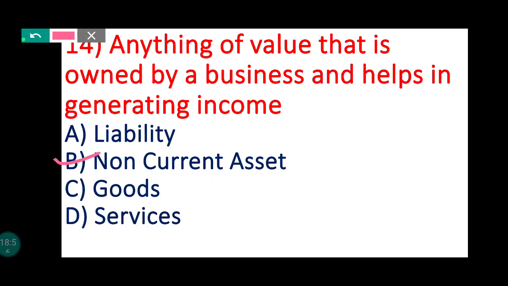See, asset means what? They are possessions of the business. It may be non-current asset or current asset. Non-current assets can stay in the business for a long time. They are acquired to be used in the business, not bought with the main purpose of resale, but they help in generating income, like machinery, building, land. Here other options are given. Liability, of course not. Goods not. Services not. So answer is non-current asset.